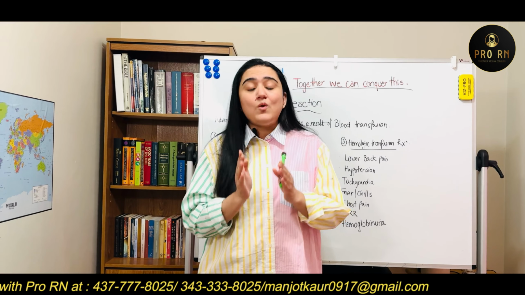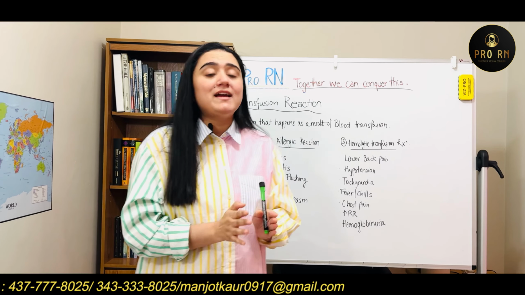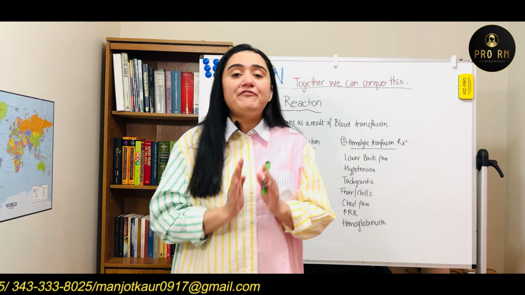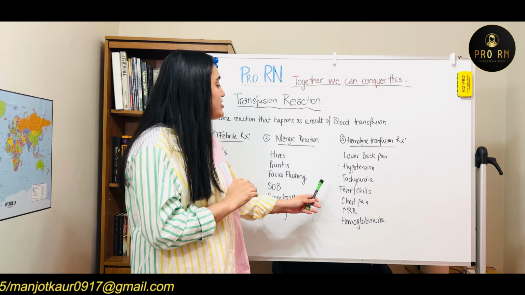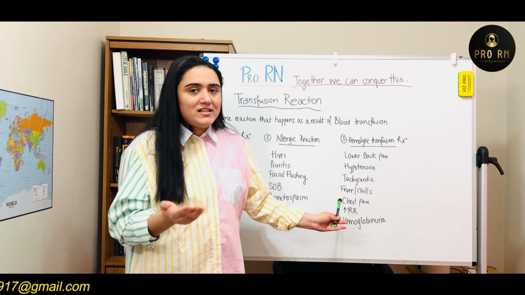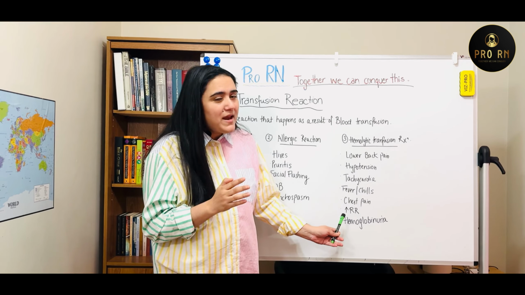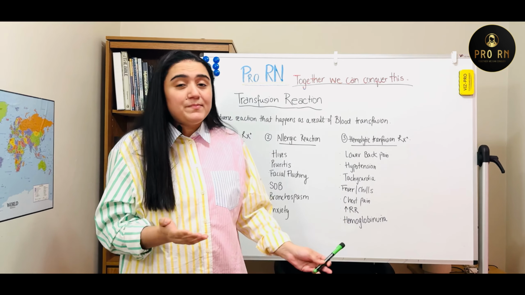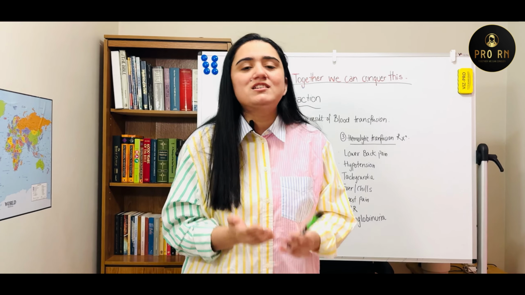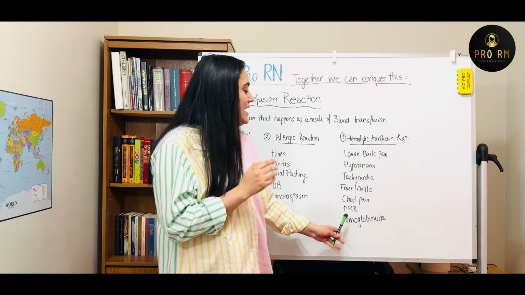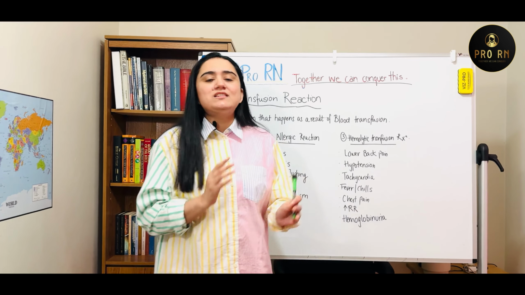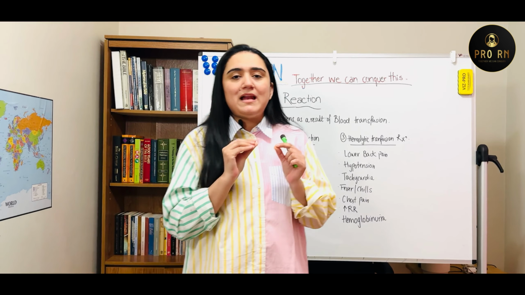That's why it is very important to take the baseline vitals for the patient before starting a blood transfusion. Tachycardia, increased heart rate, fever and chills, then chest pain, increased respiratory rate, which is also called tachypnea, and there may be hemoglobinuria, which is the presence of hemoglobin in the urine.